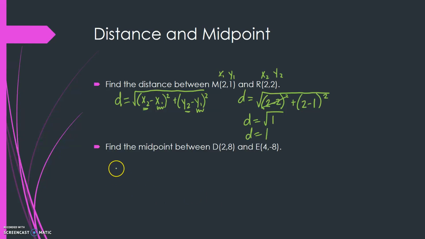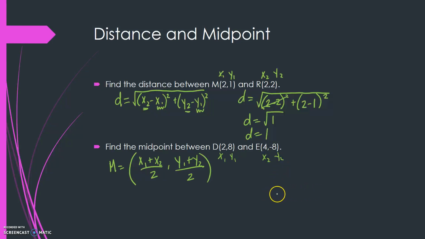The midpoint formula: the midpoint equals big parentheses with x1 plus x2 divided by 2, y1 plus y2 divided by 2. I'm finding the average of my x's and the average of my y's. I'm finding that middle point. Now remember, distance is a formula you plug in and you just get a number. Midpoint is something you plug in and you get another coordinate point, because you're finding a point that's halfway between your two endpoints. So we've got D, which we'll say is x1, y1, and E, x2, y2.